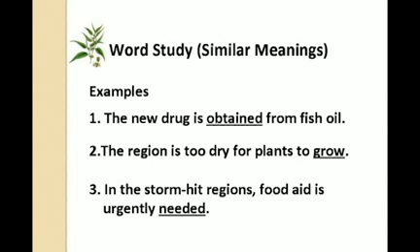The second question is, the region is too dry for plants to grow. You have to substitute the word grow with a similar word. What you have learned is grown, cultivated. Here, the form of the verb is past participle, but the form of the verb in your question is infinitive. So, the answer for this question is not cultivated, and you have to change the verb cultivated into cultivate.